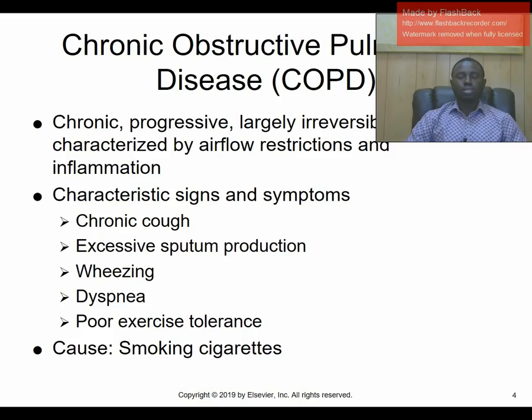The excess sputum production can thicken up, making it difficult for them to expectorate. This in turn increases their difficulty in breathing and causes wheezing. These symptoms of COPD result largely from the pathologic processes of chronic bronchitis and emphysema.